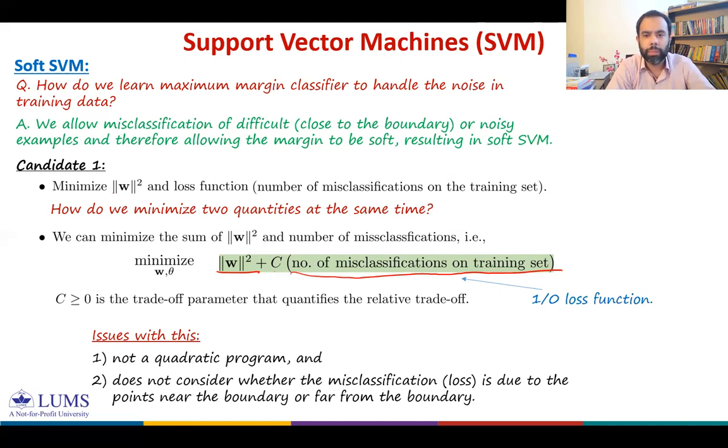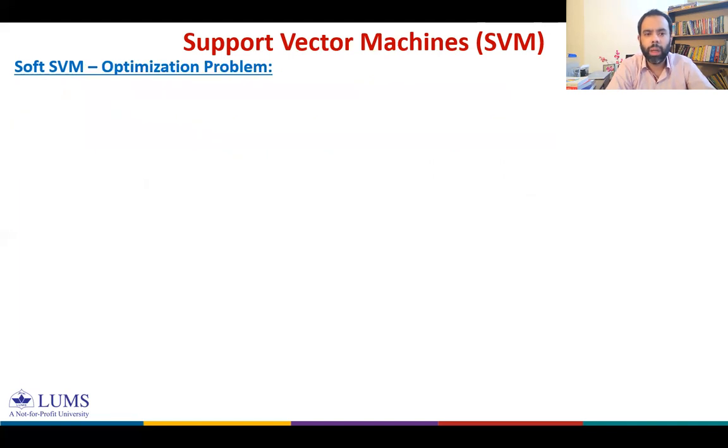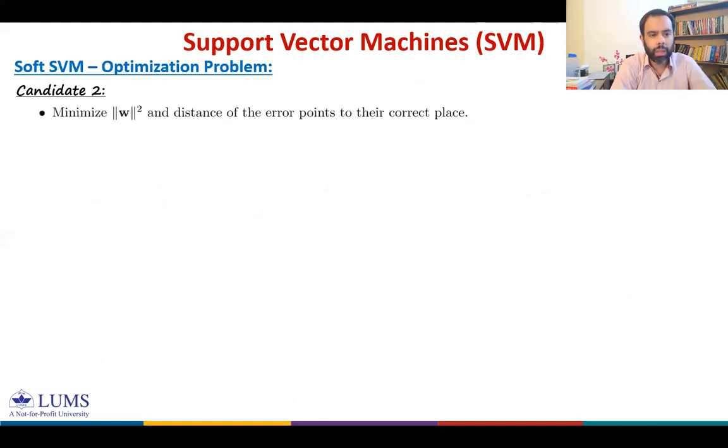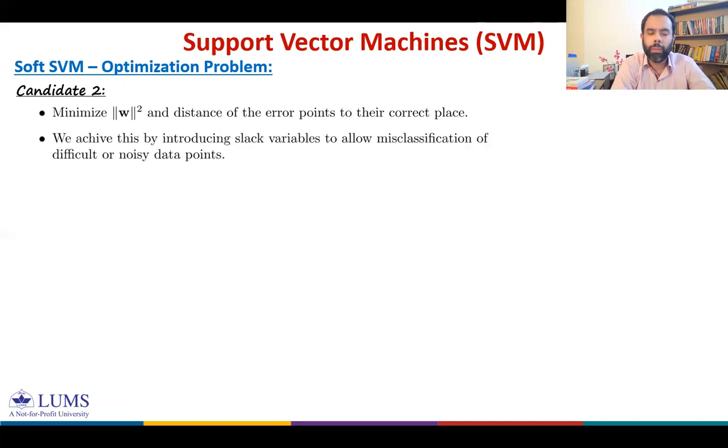What else can we do? Another option could be that we incorporate the distance of the point that is being misclassified in the objective function which we want to minimize. That is, we minimize the square of the Euclidean norm of w and the distance of the error points to the correct place. This sounds good. We achieve this by introducing slack variables to allow misclassification of difficult or noisy data points.